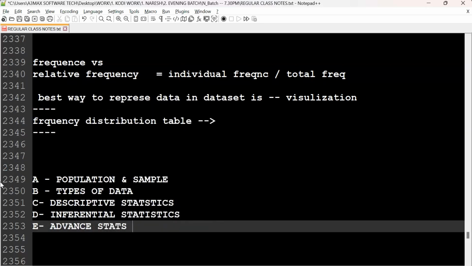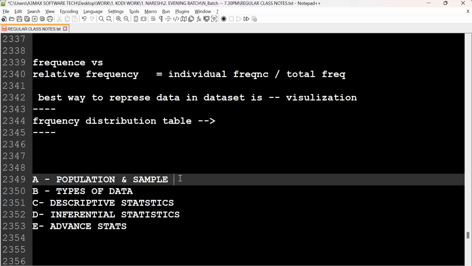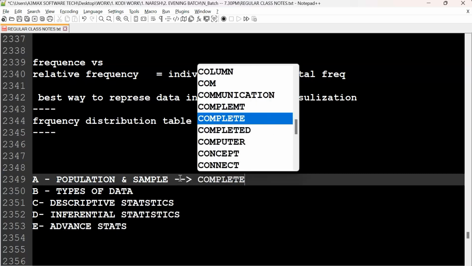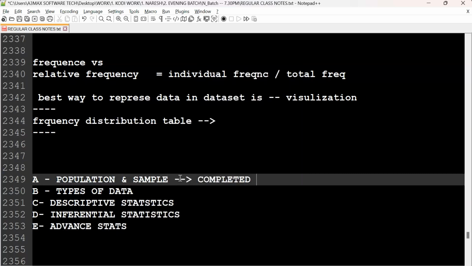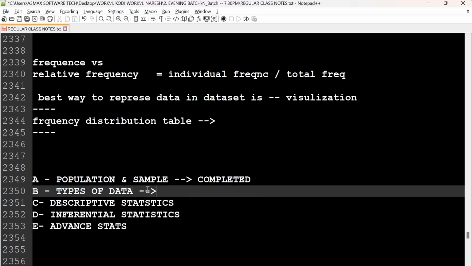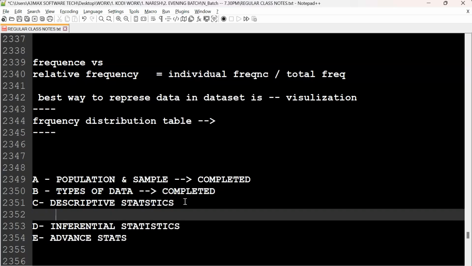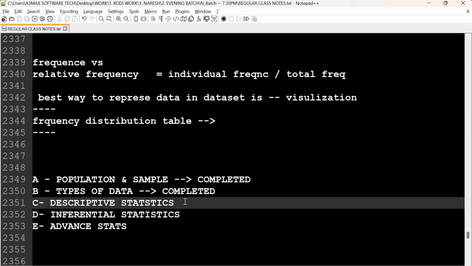Okay. The four parts we covered. So have we completed this now? Have we completed this, guys? This one also we completed. Two parts we completed. In descriptive statistics, I'll explain tomorrow, not right now.